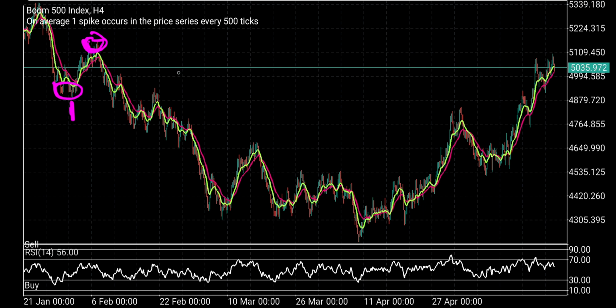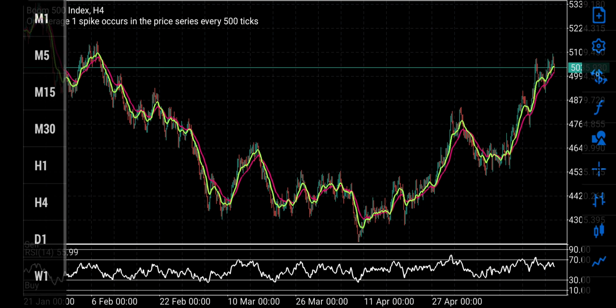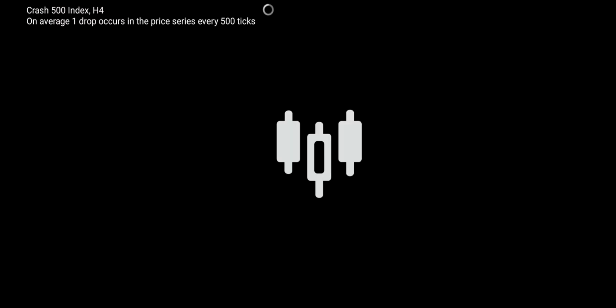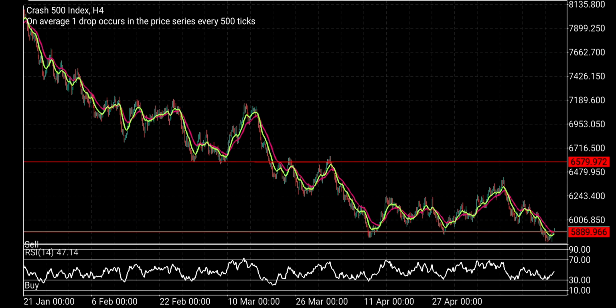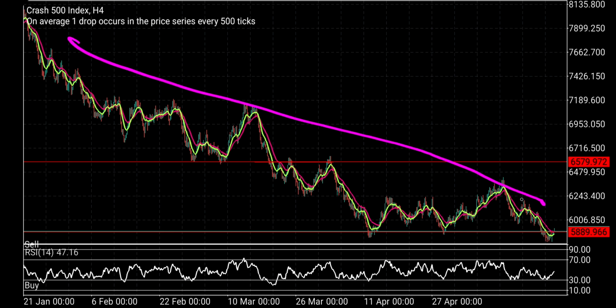Okay, let's go to Crash 500. Let's see if there's any possible trading setup for today, any opportunity. In the bigger picture of things, this is a heavy downtrend on the Crash 500, and it is not advisable to trade the crashes on a downtrend.